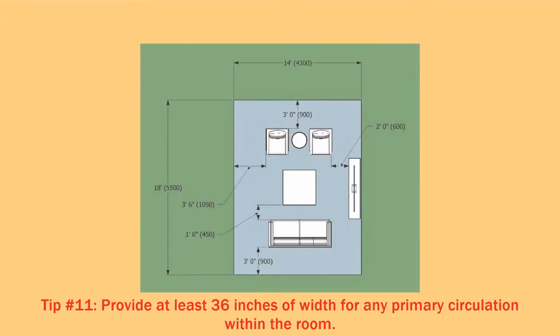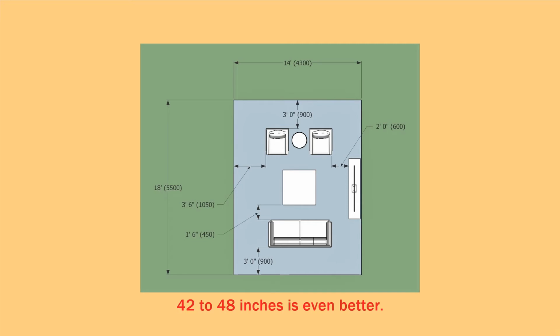Tip number 11. Provide at least 36 inches of width for any primary circulation within the room. 42 to 48 inches is even better.